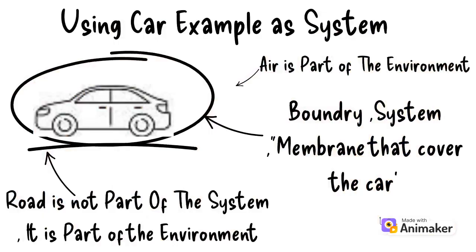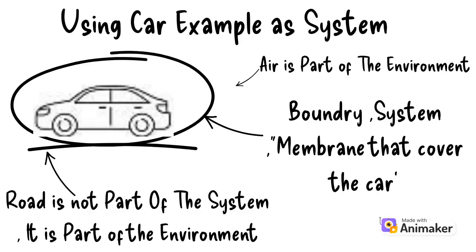For example, consider a car. We can define our system to be the entire car. In this case, the road that is in contact with the car is part of the environment since we have defined our system to include only the car. Similarly, the air in contact with the car is also part of the environment. We usually draw a line around the car to indicate that only the car is part of the system.